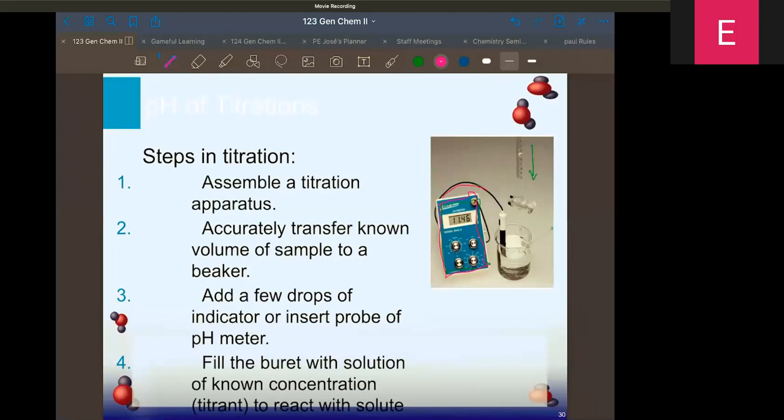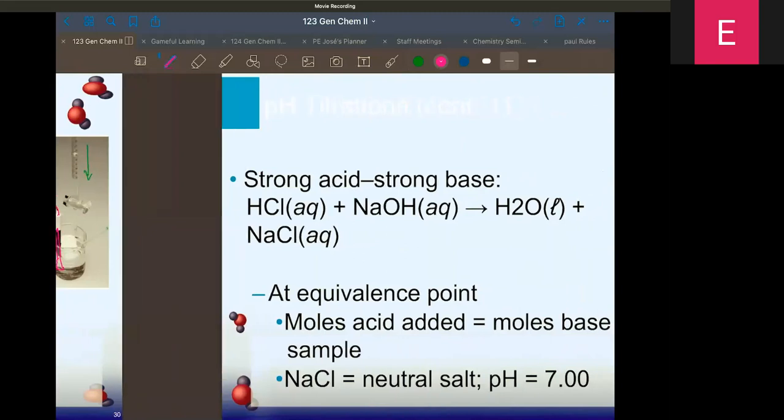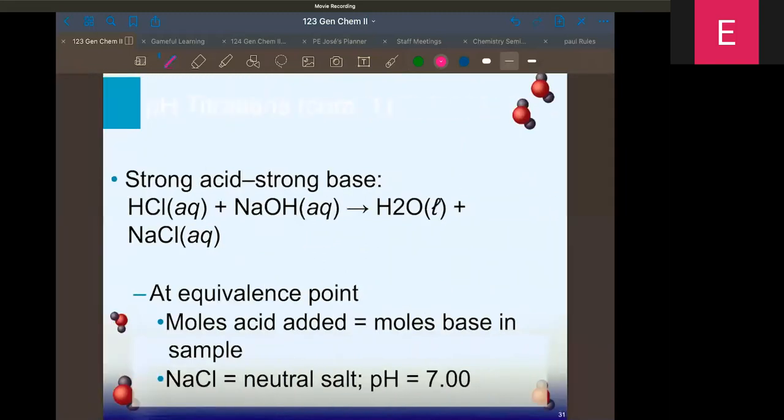And there'll be a probe that is going to be inserted into the solution. And we're going to measure the pH. So when we look at the phenomenon, we're going to look at an acid-base titration.